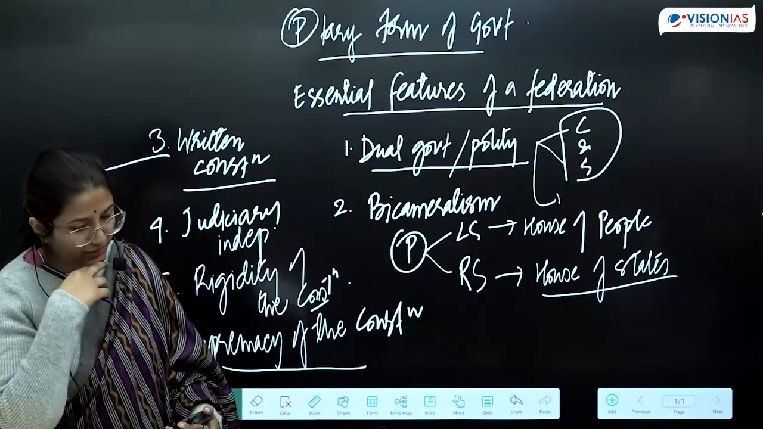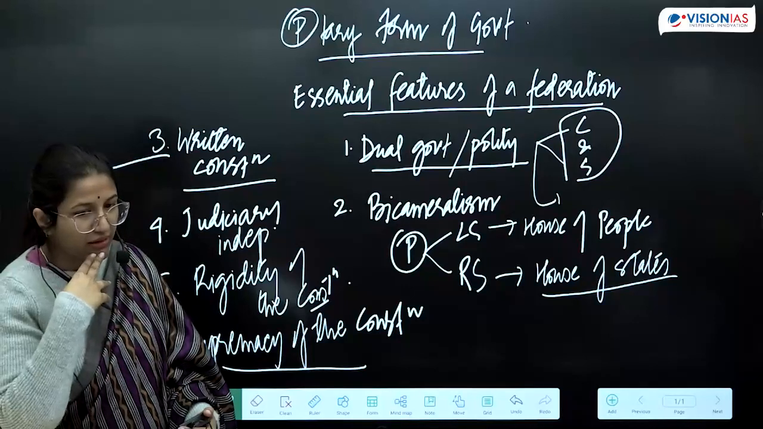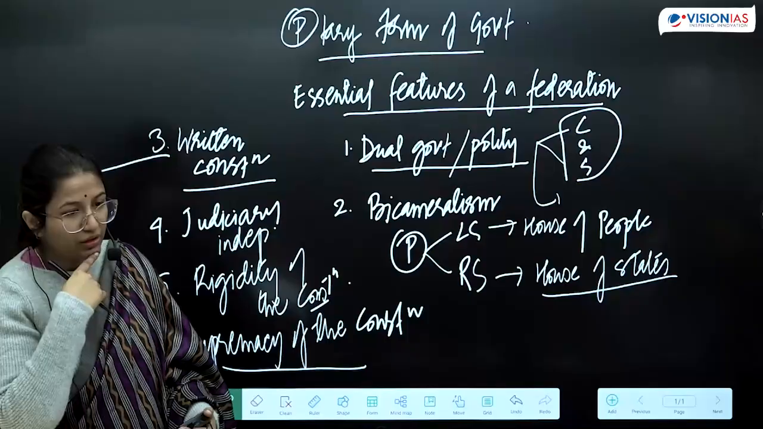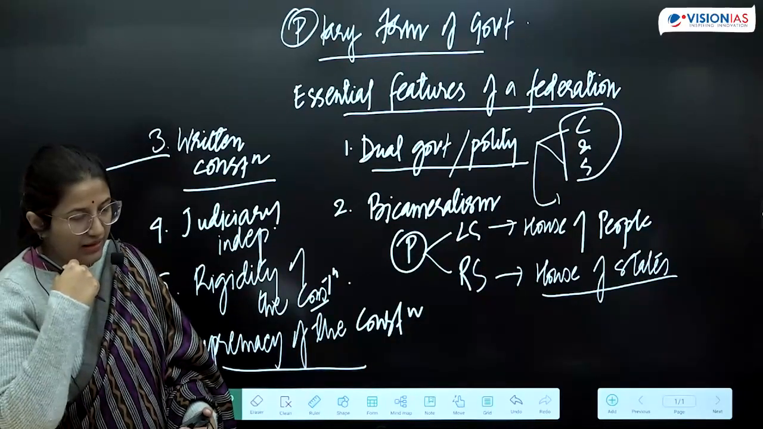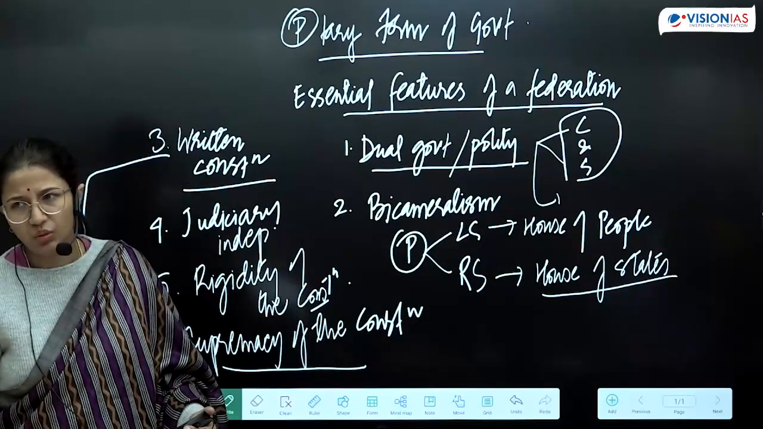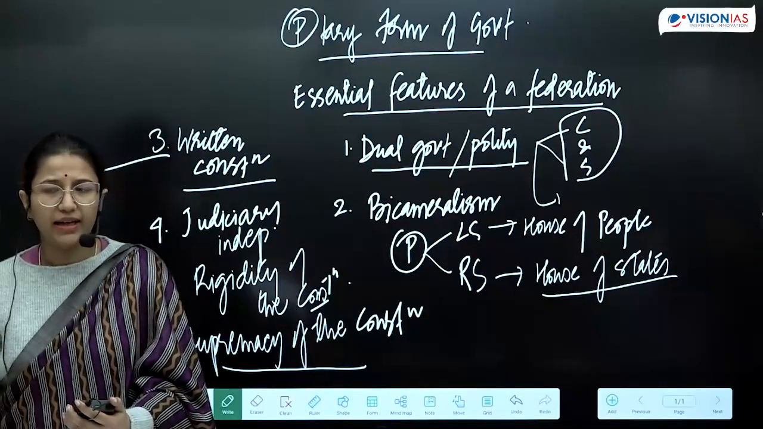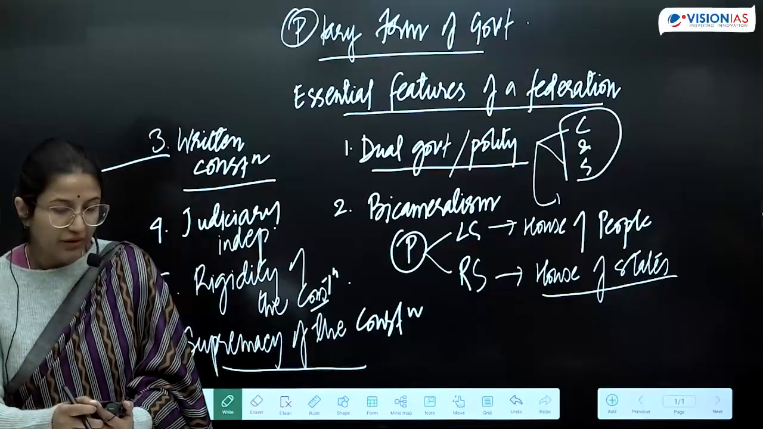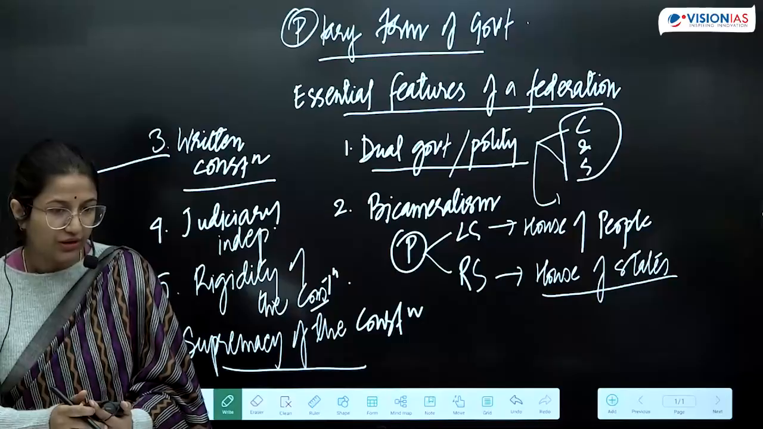Bicameralism. Write down the national legislature should comprise 2 houses, put a hyphen, 1 representative of the people of the country, and the other representative of the states.